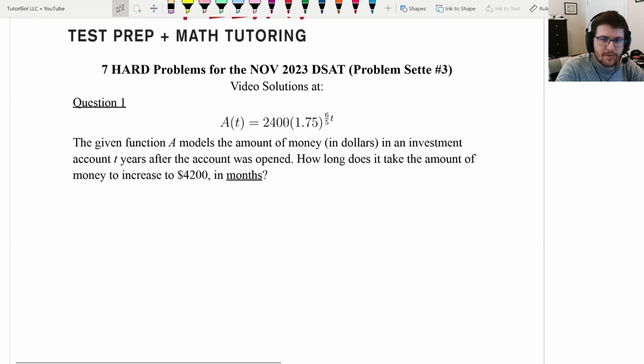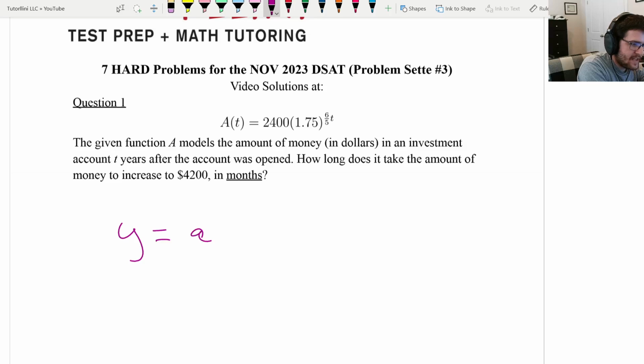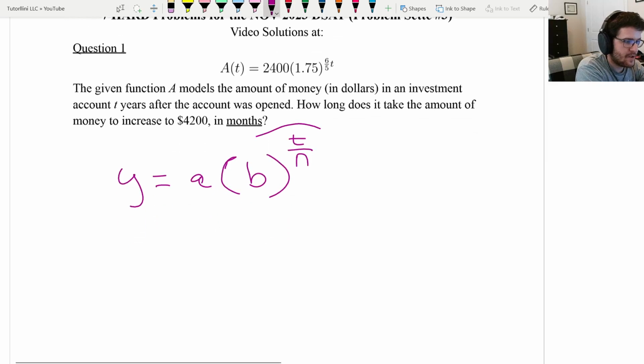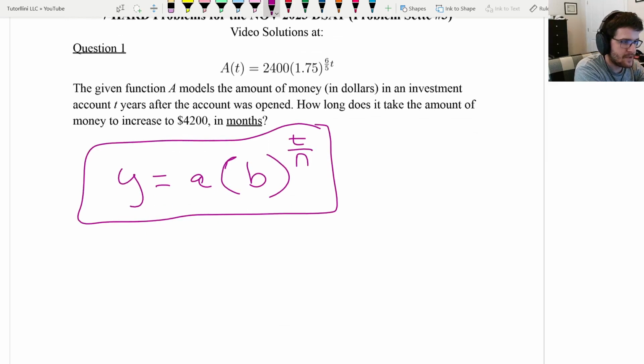Okay, everybody, so the equation that they're testing us on for this one is y equals a times b to the t over n. It's an exponential function where we have to account for time. So let's first talk about this briefly, then we can tackle the question.